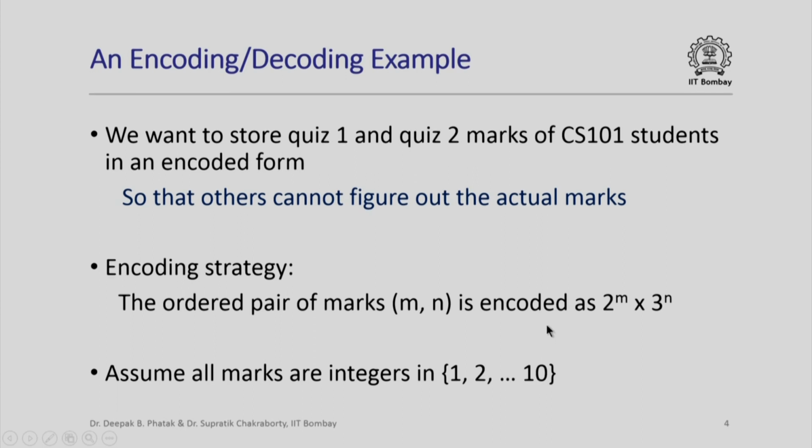Now those who know how any natural number can be factorized uniquely as the product of powers of primes will realize that since 2 and 3 are prime numbers, if I give you this number 2 raised to m times 3 raised to n as one integer, it is not difficult to extract out m and n from this single number, and therefore this is indeed an encoding that can be decoded without any loss of information. Nevertheless, this is the encoding strategy specified, and we have got to write a C++ program that does this.